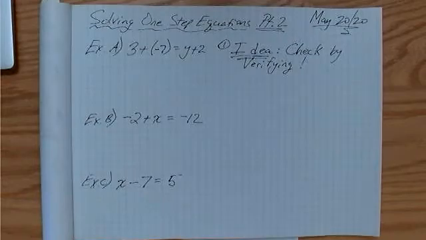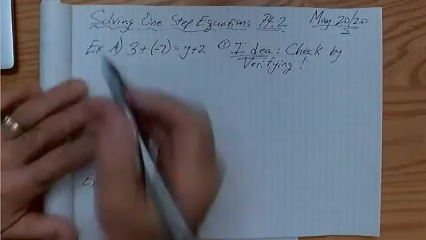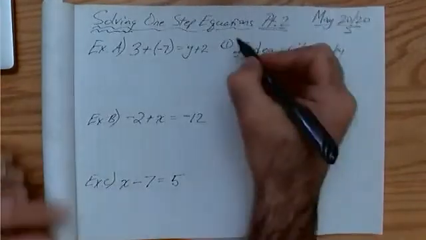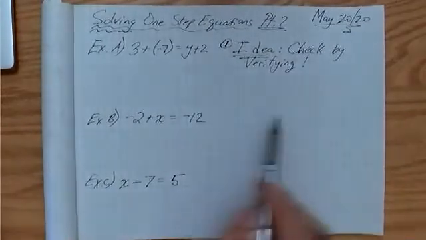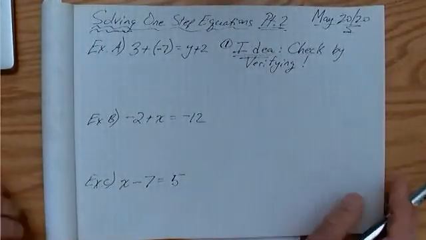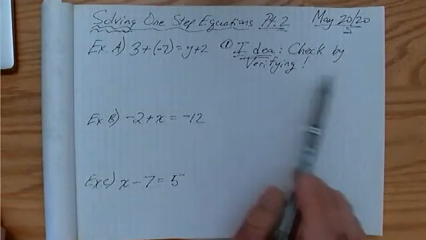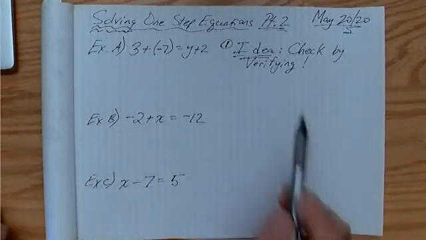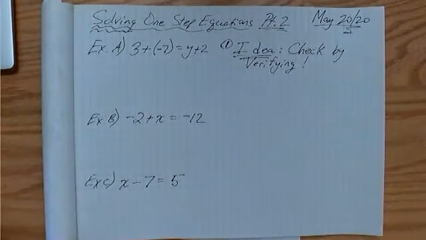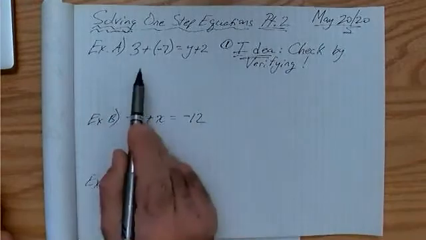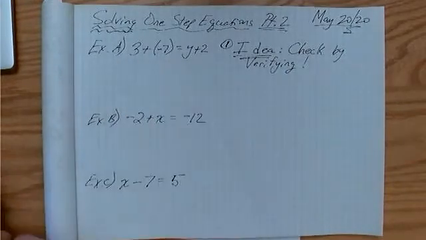So our instruction for all of these is to solve. So solve for y, solve for x, solve for x. The big thing we're going to focus on today with a couple of the examples, just because I want to save space, is we're going to check our answers by verifying. Check by verifying. So verifying is when you see if your answer actually will satisfy an equation and make the left side equal to the right side. If it does, then you know your answer is correct.